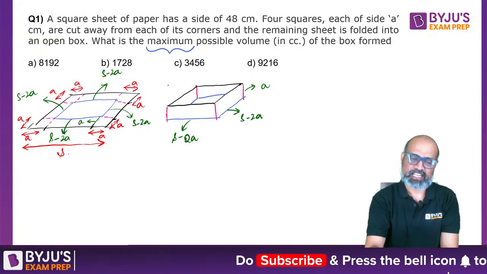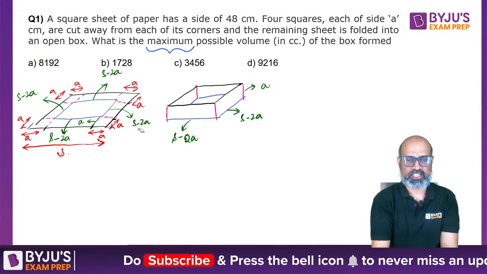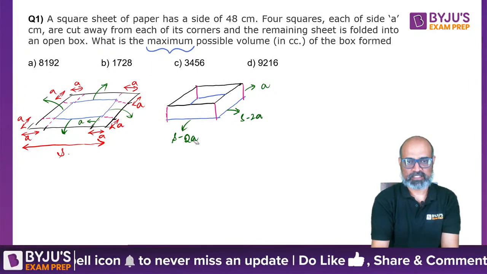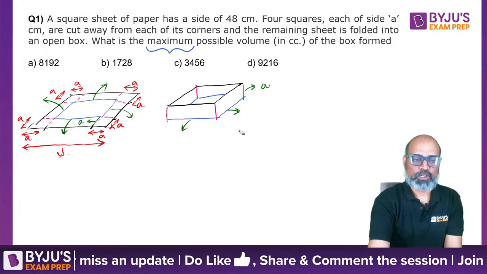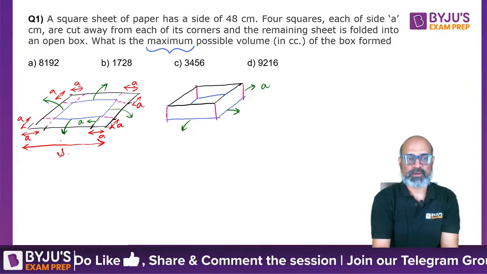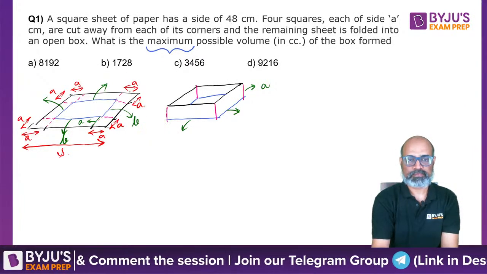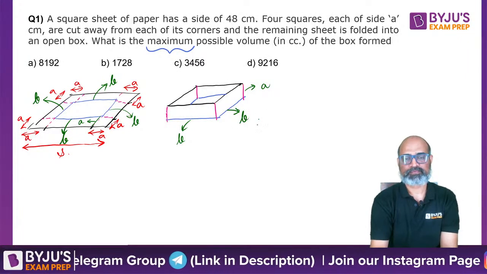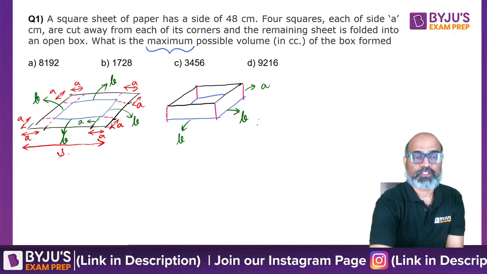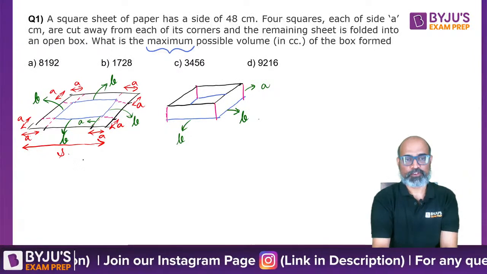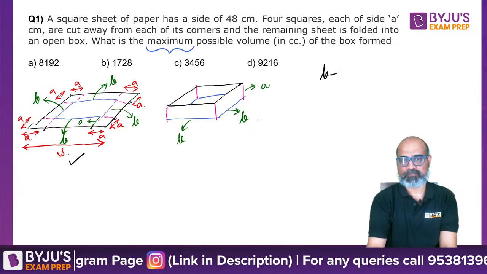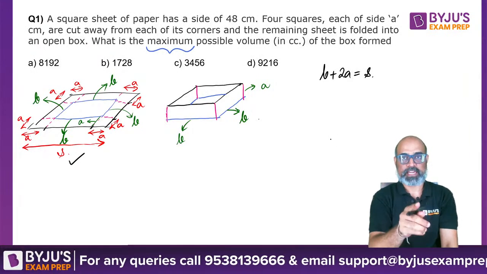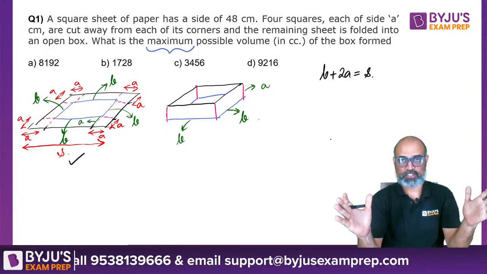So instead of using S minus 2a, I'm going to change it a bit so that the calculation becomes easy. Instead of S minus 2a, I'm going to write b. Now, what is the question? If you look at the side, can I say b plus 2a is equal to S? b, a on the left, a on the right, that is b plus 2a.